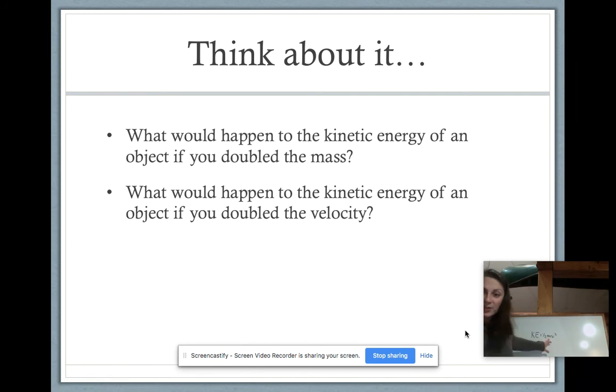So mass here, if we were to double the mass of the object, we'd end up doubling the kinetic energy. However, if we were to double the velocity of the object, because the v term is squared in this equation, we would end up quadrupling the kinetic energy of the object.